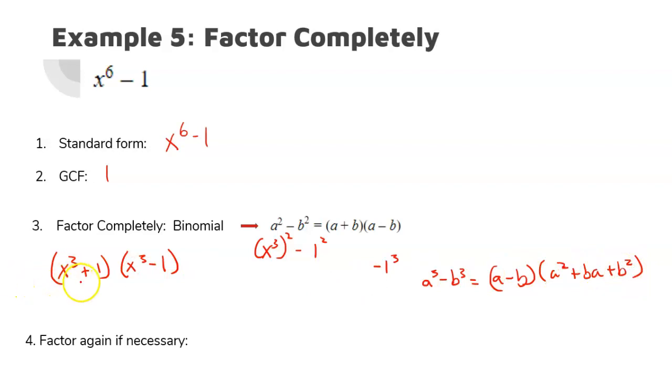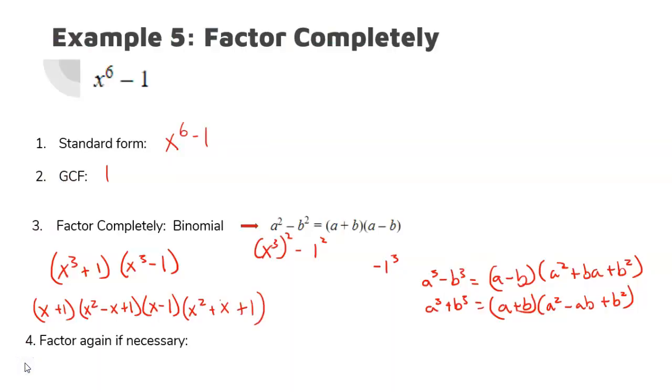And x to the third plus 1 is a sum of perfect cubes. So it turns out just the same as we did our previous example. A to the third plus b to the third equals a plus b times a squared minus a times b plus b squared. Now I'm going to go ahead and give you guys a second to fill in the last final factor.